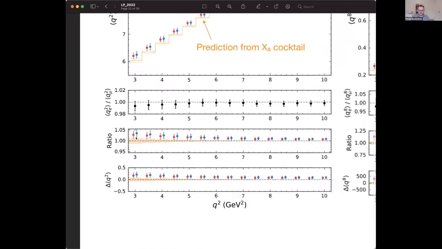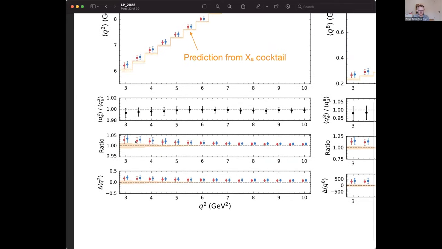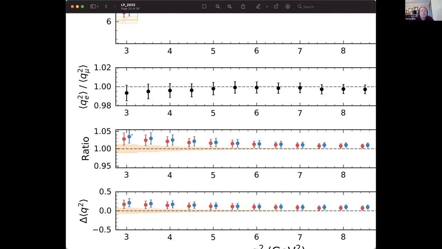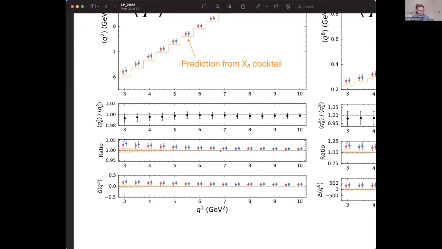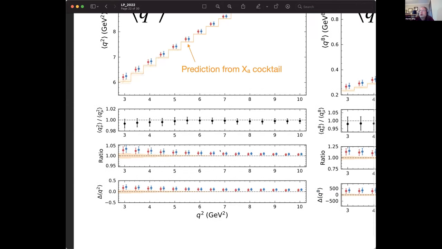Right. And one thing that also should be noted is these points here are quite highly correlated. So it might look weird. But for instance, these measurement points here are something like 98% correlated if you look at just neighboring ones. So it looks worse than it is if you just make a chi-square. Yeah, I see.